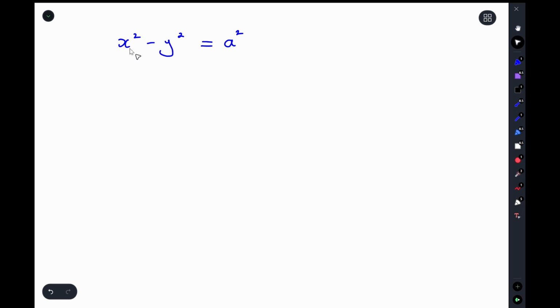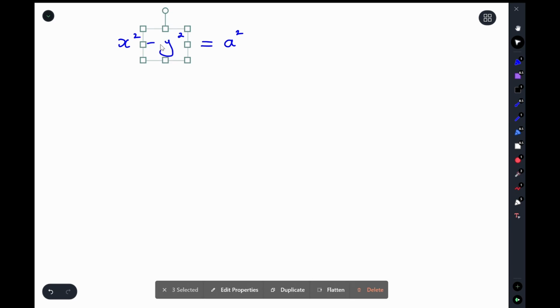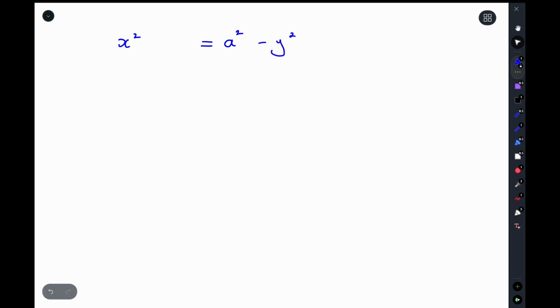Now here we have 3 terms again: x squared minus y squared equals a squared. The first thing we do, once more, is rearrange. We're going to move minus y squared to the other side. And that is going to give us plus y squared. So that's the first thing we do again. This time we have x squared is equal to a squared plus y squared.